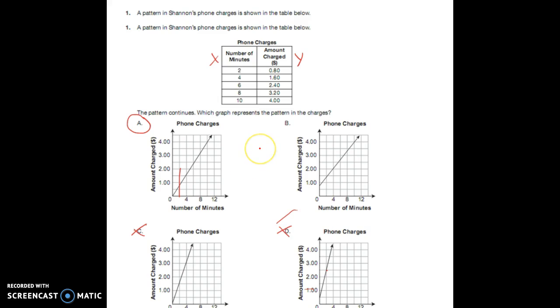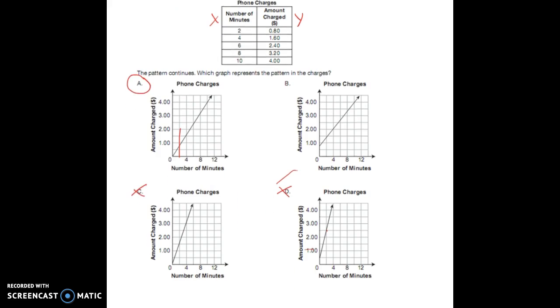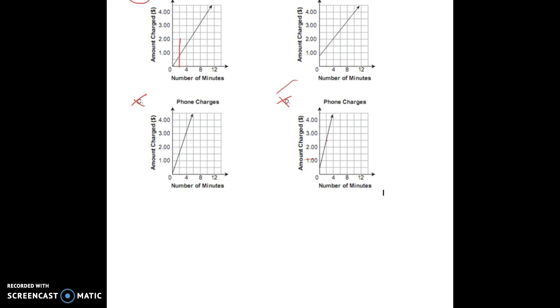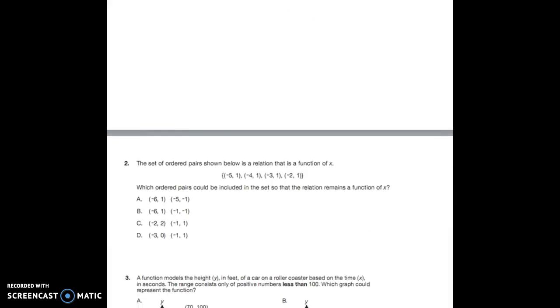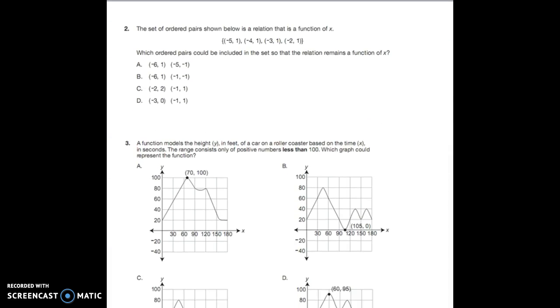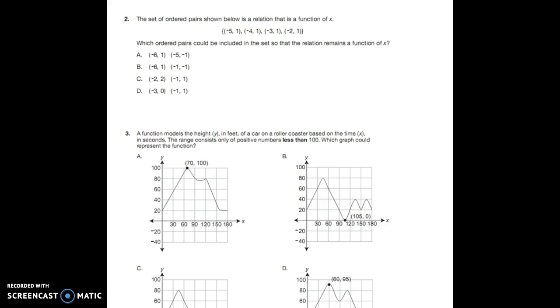Okay, how'd you do on that one? Hopefully you could read the graph pretty well. Let's look at the next question. So the set of ordered pairs shown below is a relation that is a function of x. So remember relations and functions. Which ordered pairs could also be included so that it remains a function?